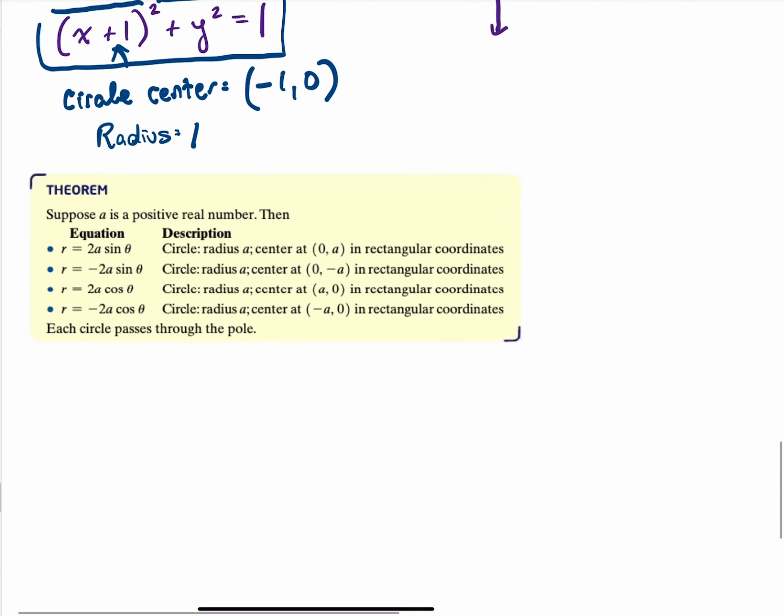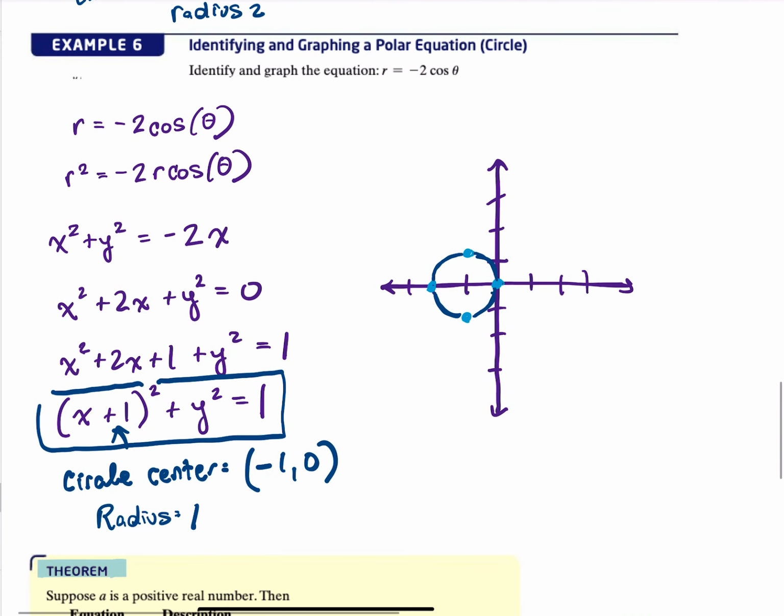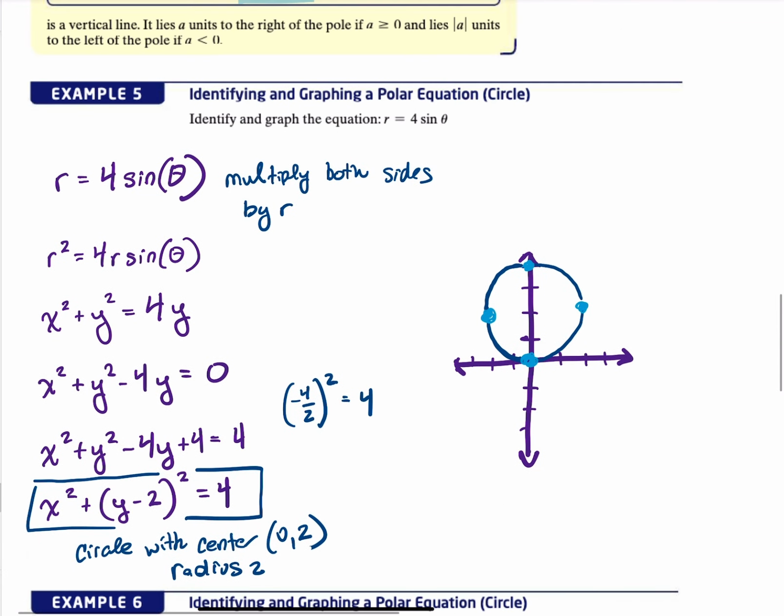And so they give us a theorem in the text. Where if we have r equals 2 times the sine, or basically r equals something times the sine or something times the cosine, we end up with the equation of a circle. And for sine, it'll appear above and below the x-axis, and for cosine, it'll appear to the left or to the right of the y-axis. And that's what we saw with cosine for this one and with sine for this one.